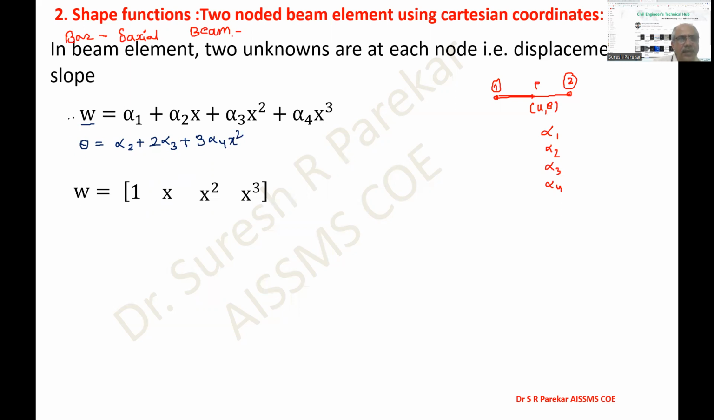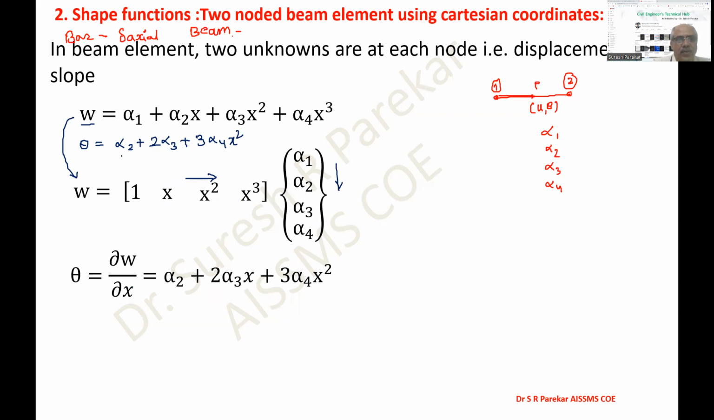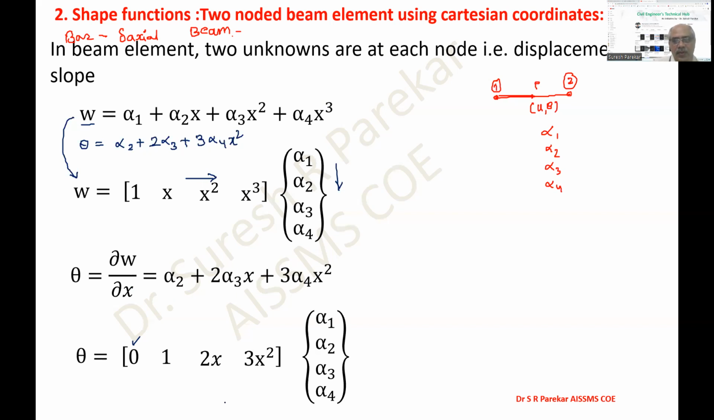Now if I write this displacement in matrix form, then I have 1, x, x square, x cube, multiplied with alpha 1, alpha 2, alpha 3, alpha 4. And second, we have theta, which we have just calculated over here, that is dW by dx. If I write it in matrix form, as no alpha 1 term is there, we have to write it as 0, and then we have these four constant terms, alpha 1, alpha 2, alpha 3, alpha 4.